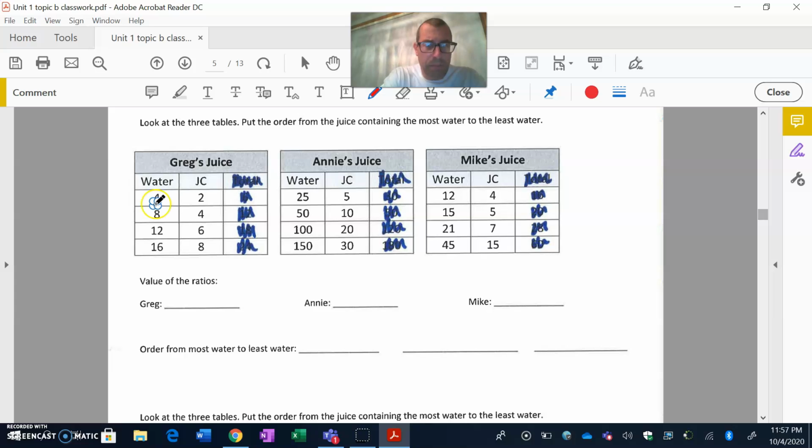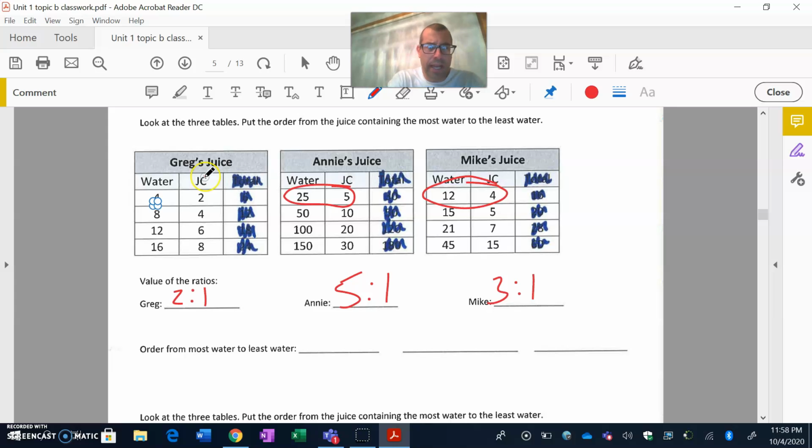So we can divide them both by 2. All right. So we're going to get a 2 to 1. And again, I can divide these both by 8, 2 to 1. And in the last one, I can take this and divide them both by 5. Yeah. So that's a 5 to 1. And then here, I can take both of these and divide them both by 4. So that's going to be 3 to 1. All right. From the most water to the least water.